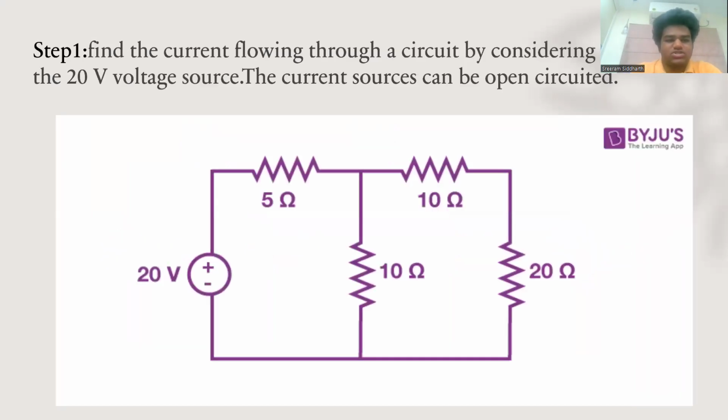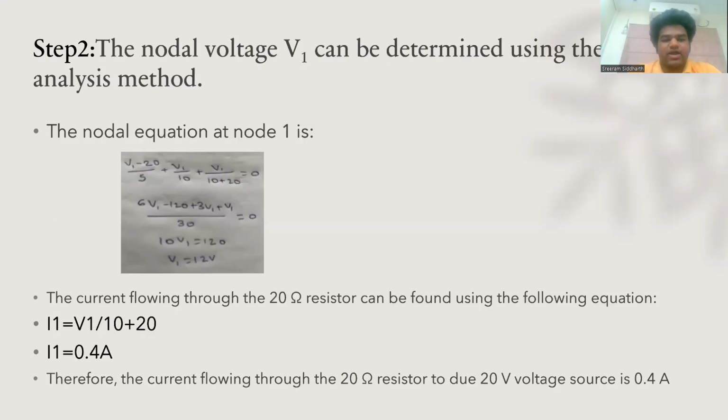First of all, let's consider the 20 volts voltage source, and we'll be open circuiting the remaining current source. To determine the nodal voltage V1, we will use the nodal analysis method. The nodal equation at node 1 will be (V1 minus 20) by 5 plus V1 by 10 plus V1 by 10 plus 20. By solving this, we get V1 as 12 volts, and the current flowing through the 20 ohm resistor can be found using the following equations.